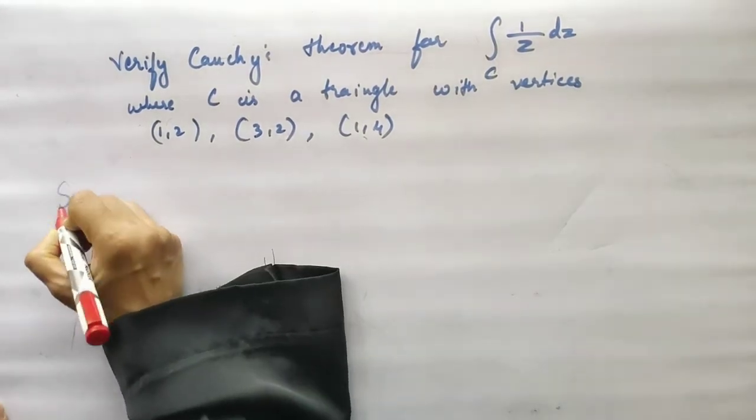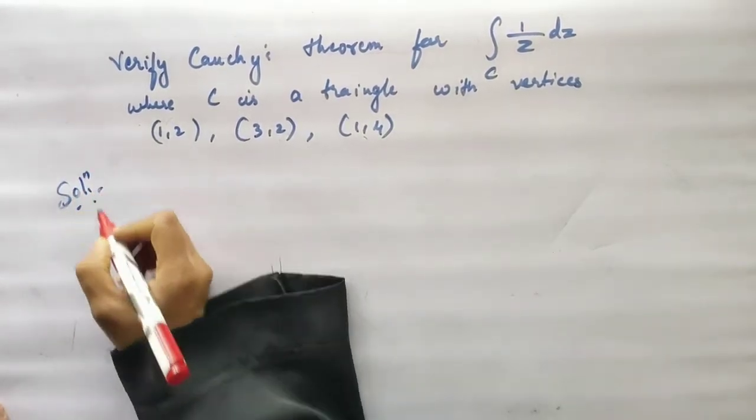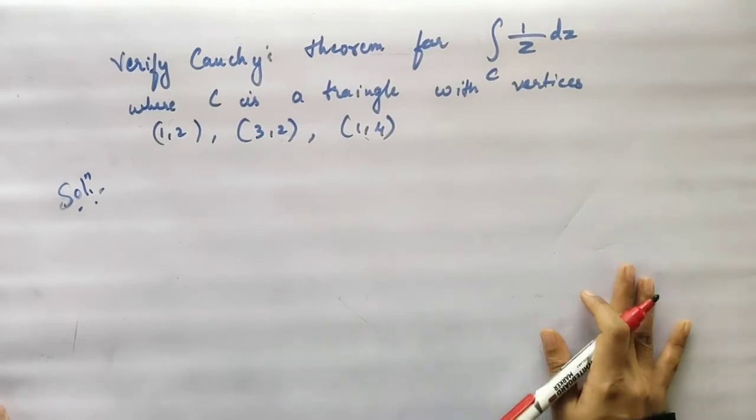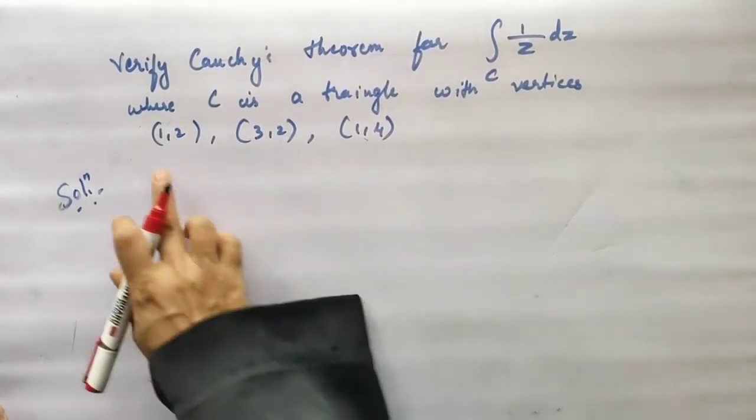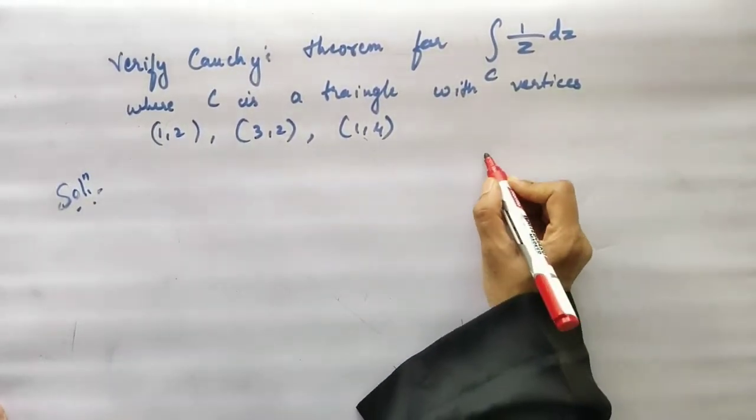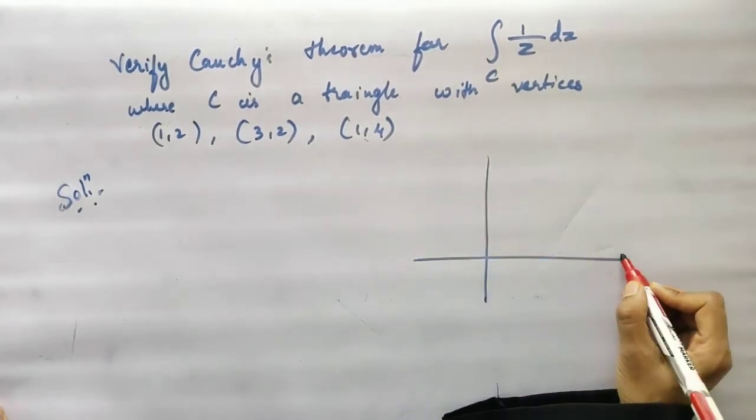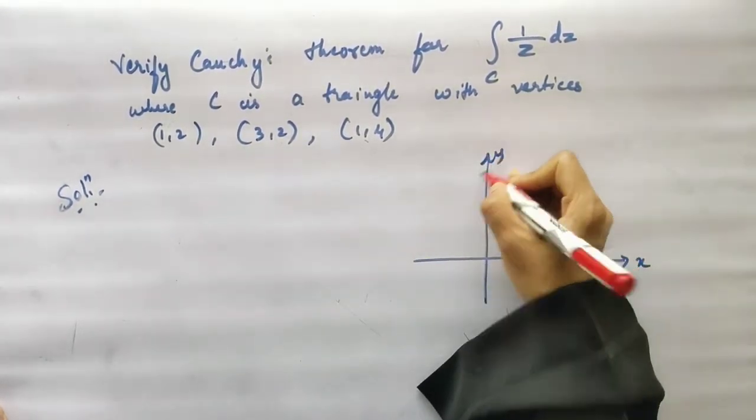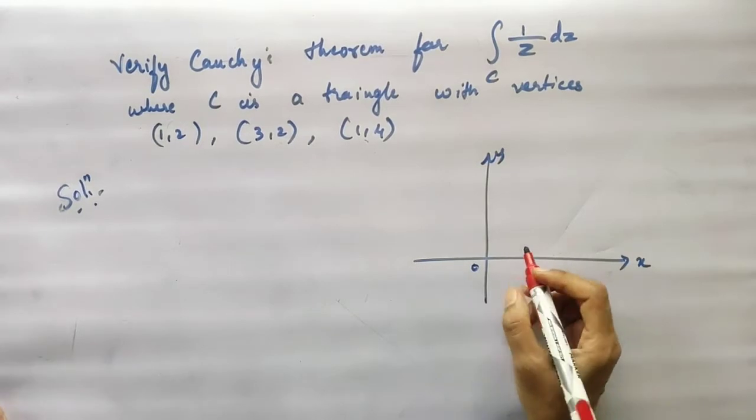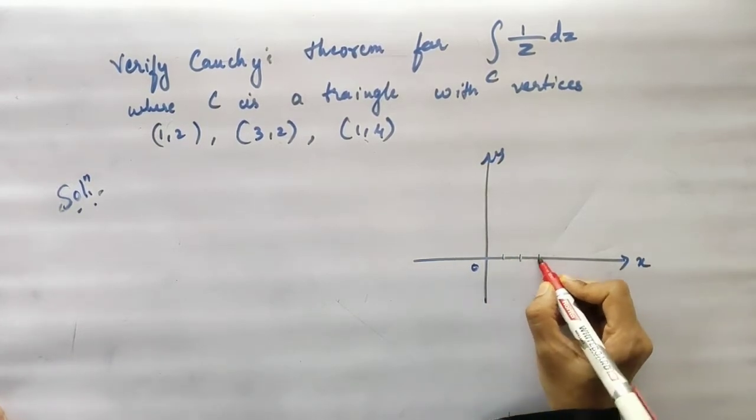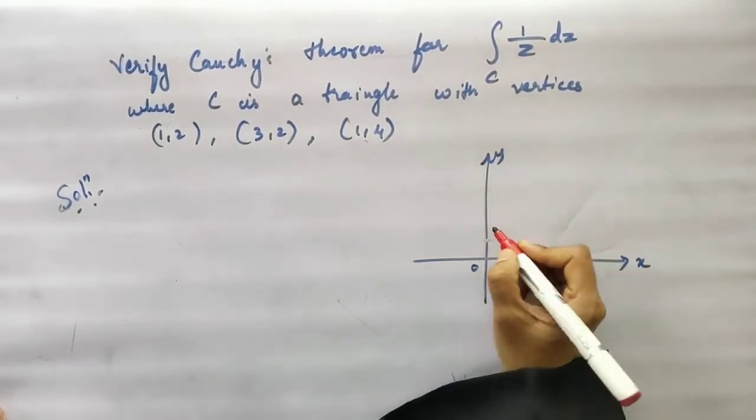Solution. Here we are given a triangle and its vertices. The triangle C has these vertices, so let's construct the triangle and understand what the curve C is. Say this is the x-axis, this is the y-axis, origin, 1, 2, 3. Let me plot the points.